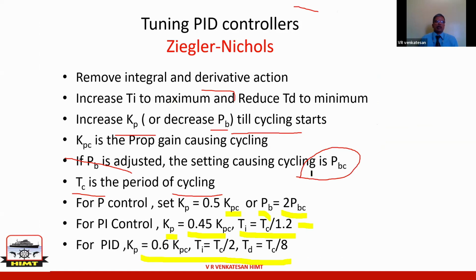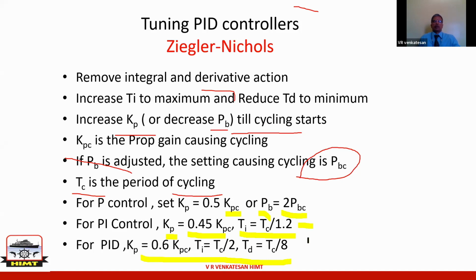So if you think of PID control, I should keep it at 0.6 of the gain value. Gain and band are just inverse. So if it is 0.6 here, it will become 1 by 0.6 for the band. That is all the difference. But either way, you have to set the gain here, and TI is what you should set. Whatever the cycling time, we keep half of that here. And derivative time, we keep 1/8 of that.